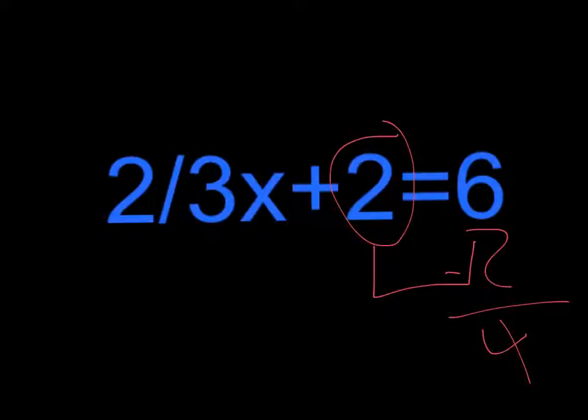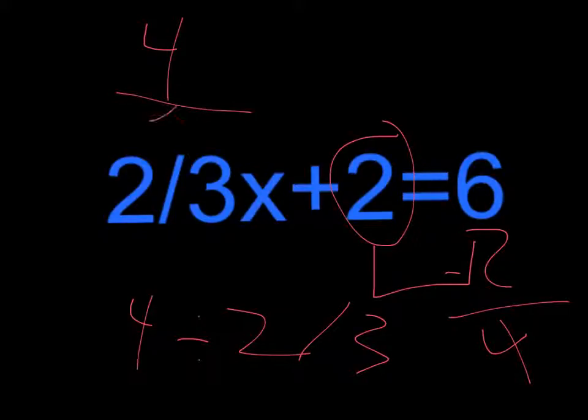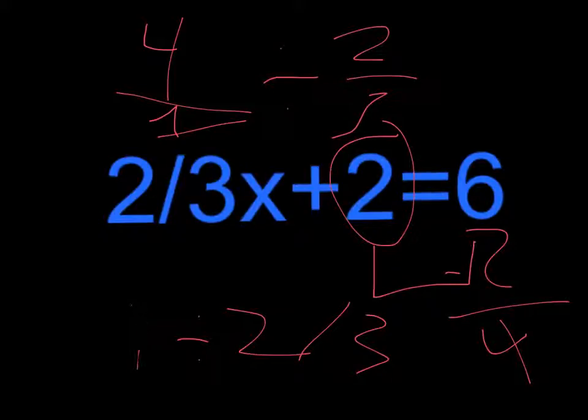So then, as we all know, we must do division. So we would have 4 divided by 2 over 3. So we're going to do 4 over 1 divided by 2 over 3. And then we're going to erase all this.